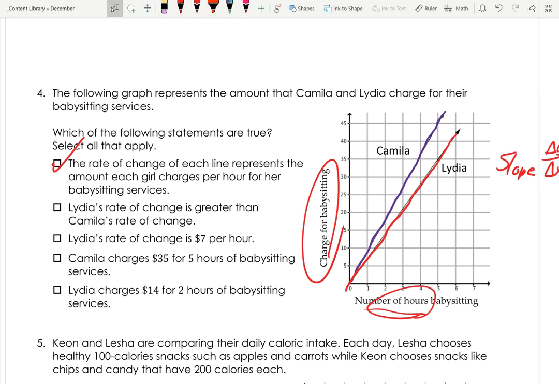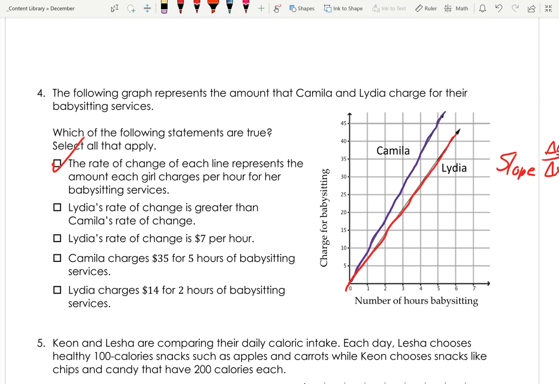Camilla is charging more per hour because you can see that her line, the purple line, is more vertical. And it's above Lydia's line, right? For, let's take, for example, 5 hours of work, Camilla's charging more money than Lydia, meaning if Camilla's charging more money, she's charging more money per hour. So that one, it says Lydia's rate of change is greater than Camilla's rate of change. That is not true. Camilla's rate of change is greater than Lydia's. So second one is false.